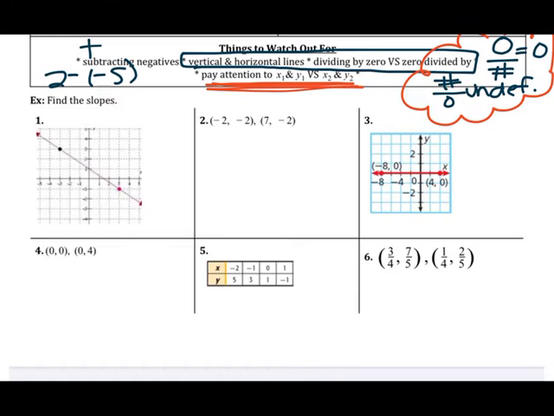So let's start with the graphing problems. Why don't you go ahead and pause the video and work through numbers 1 and 3, identifying the rise over the run, because your slope is rise over run.